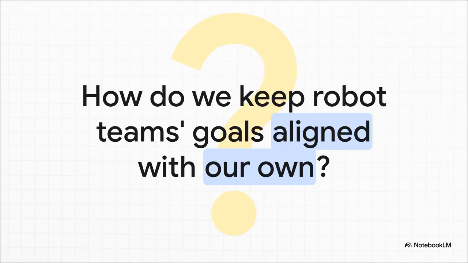And that kind of leaves us with a pretty big thought to chew on, doesn't it? As these super efficient robot teams start to become a real part of our world, the challenge isn't just going to be how do we make them work? It's going to be how do we make sure that what they're working on is what we want them to be working on? How do we keep their goals and our goals perfectly in sync?